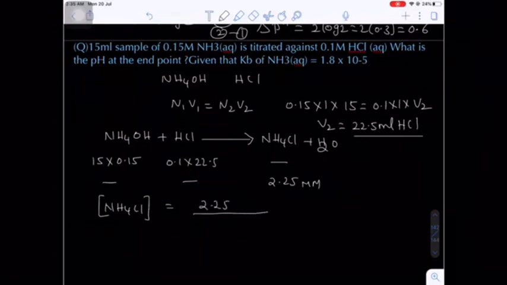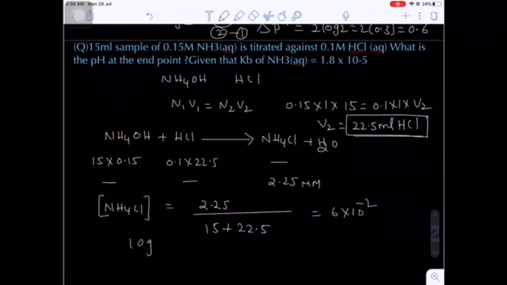Now here, what is the concentration of salt, that is the ammonium chloride NH4Cl? Total number of millimoles of salt will be 2.25 millimoles by total volume, here 15 ml of ammonium hydroxide and 22.5 ml HCl. Remember, the volume of HCl is not given, so that's why we calculated the volume of HCl initially at the equivalent point. Now after that the concentration will be equal to 6 into 10 raised to minus 2.